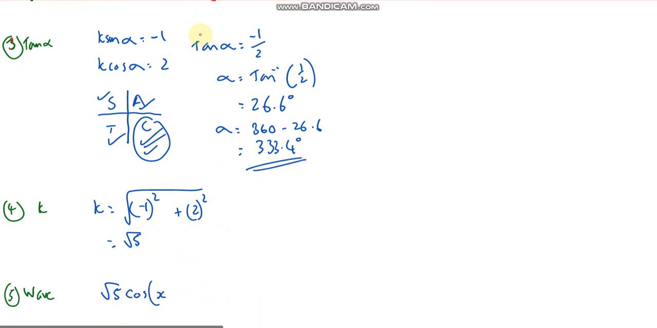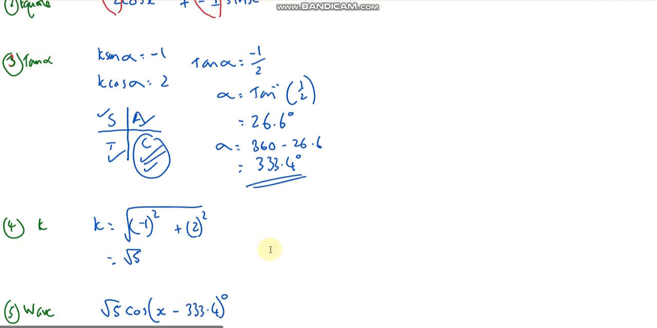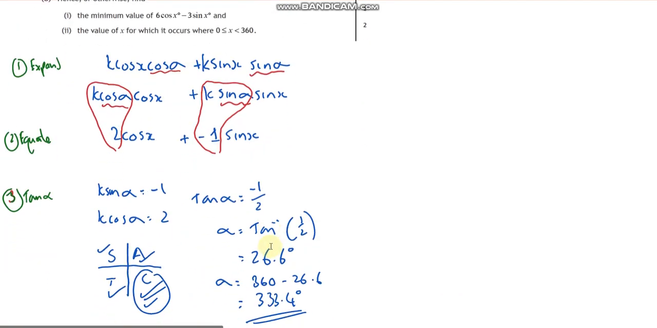Cos x take away 333.4 degrees. So that would be the height of my function, and that's how much I've shifted it to the right. Okay. Fantastic. So that was what we did last time.